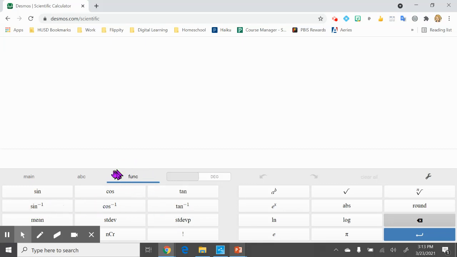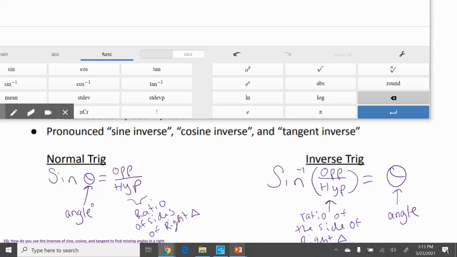So remember, you have to click over here. And remember, make sure it's in degrees, because we want our answers to be in degrees and not radians. This stands for radians. So make sure this says degrees. All right, here we go.